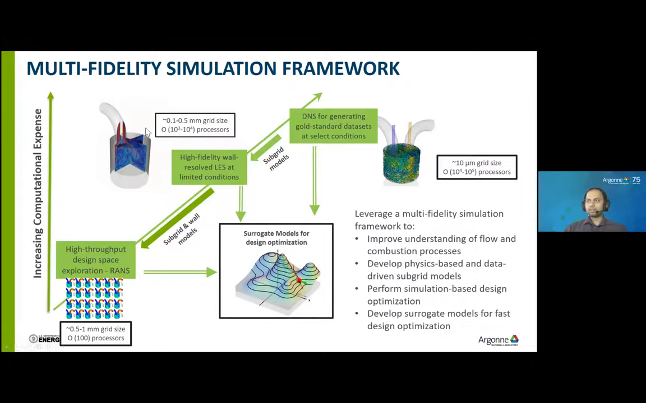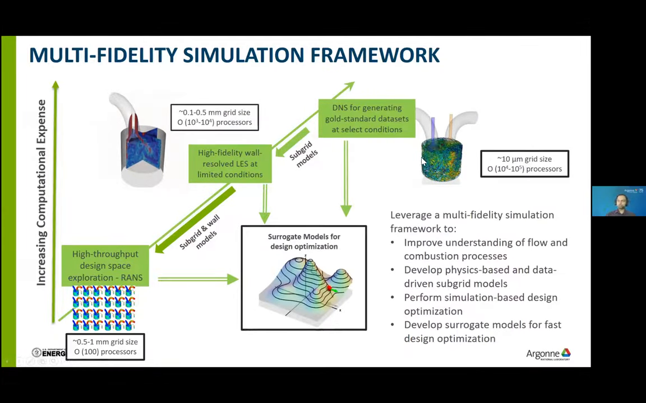And in the middle, we have these multi-cycle wall-resolved LES calculations. Again, these are also pretty expensive, but definitely more feasible than the DNS. Here, the grid sizes could range from 0.1 to 0.5 millimeter, and we typically run these on a few thousand processes. And on the extreme low end, you have this high-throughput design space exploration, which should be performed mostly using RANS or engineering LES level calculations. Here, each simulation is going to be very cheap. You can run it on up to 100 processes, but the objective is then to group them together and try to cover the whole design space.